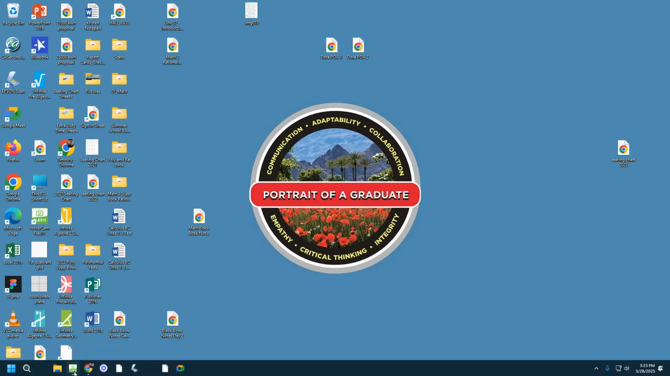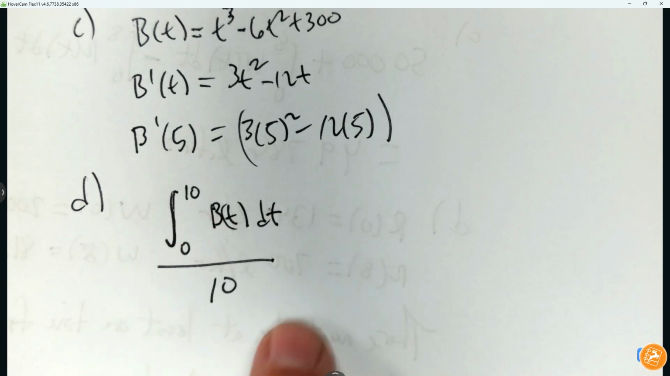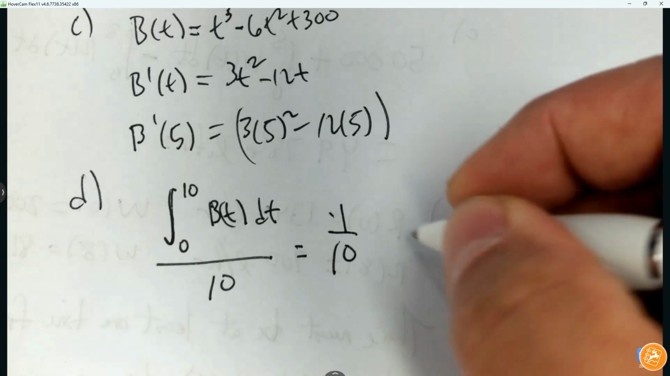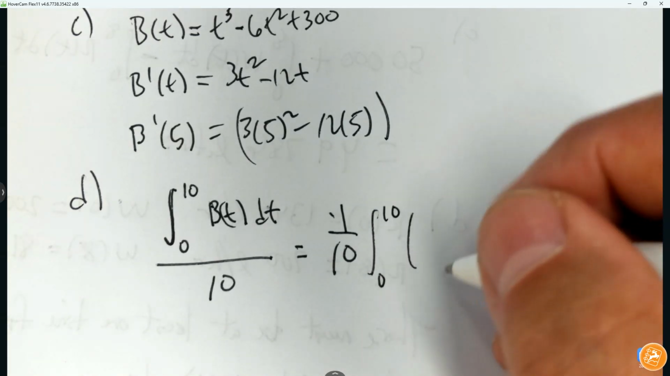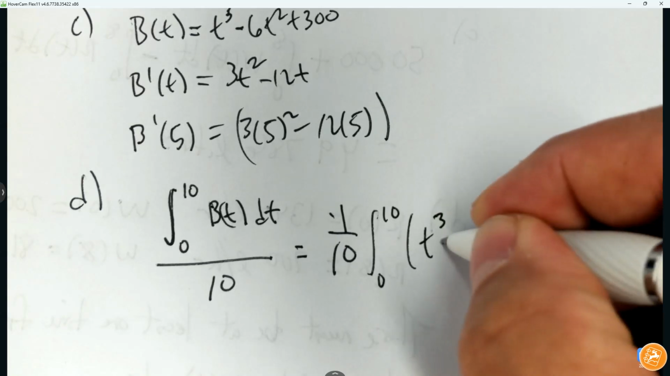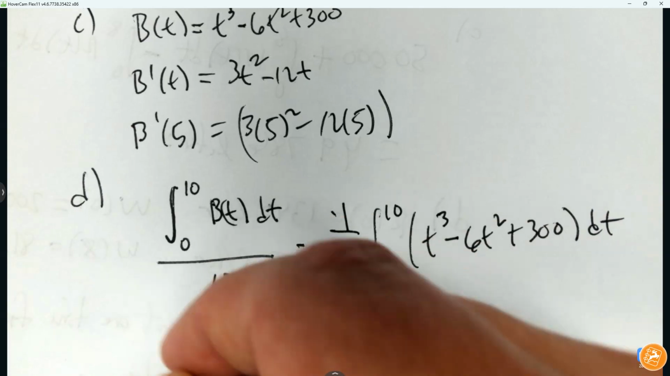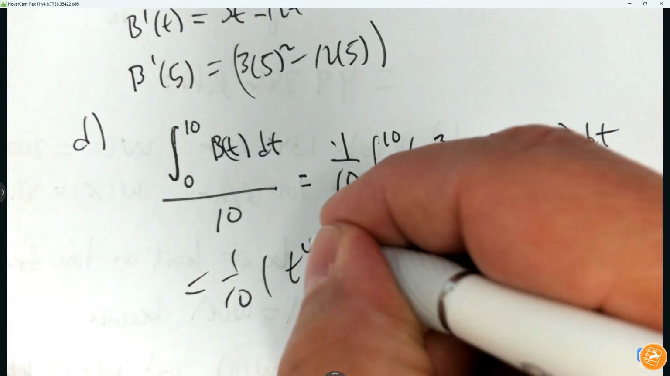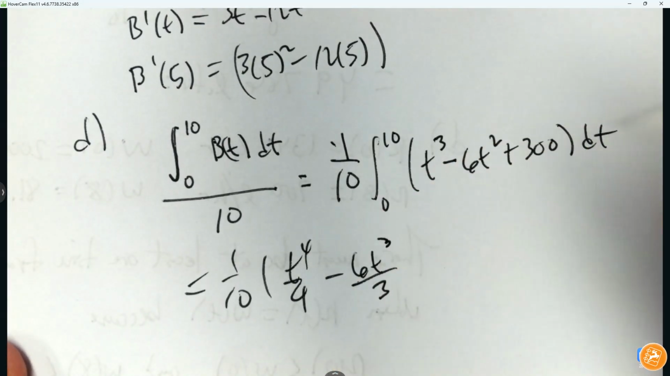So let's do the work for that. Again, we're not going to simplify much. So this is average value. That's the setup. You integrate and then divide by the difference of the bounds. I'm going to write, instead of divide by 10, 1 over 10. And then v of t is t cubed, subtract 6t squared plus 300, and then I'm going to go to work. So to integrate, we're going to add 1 to the exponent and divide. I'm not going to simplify.